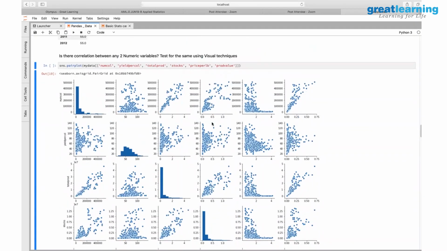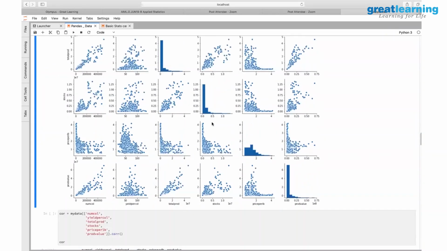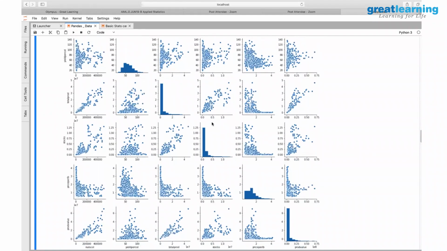Any questions on how we get that correlation? Okay, we'll move forward. So this is a visual representation of this.